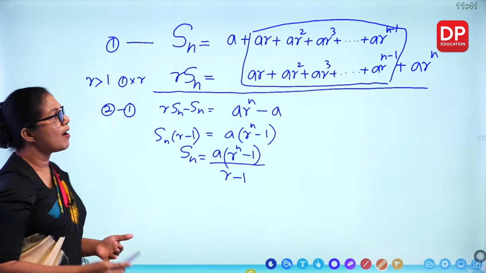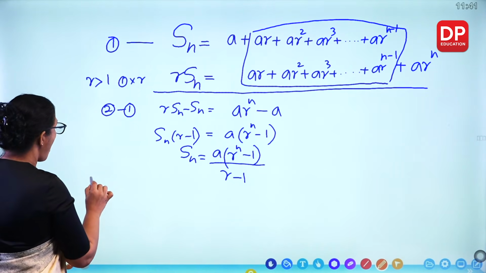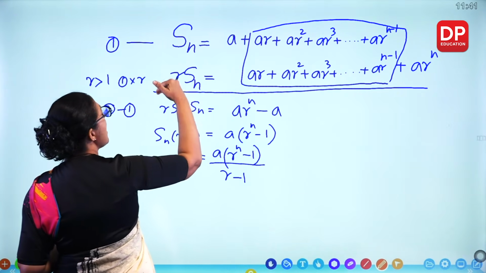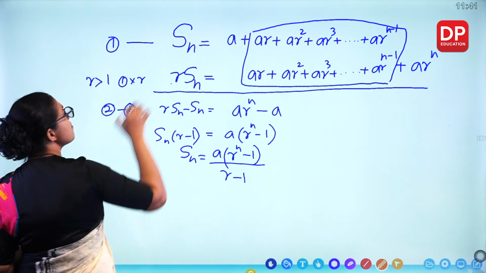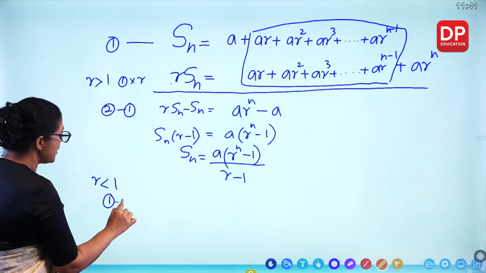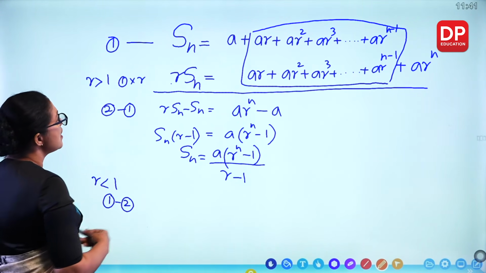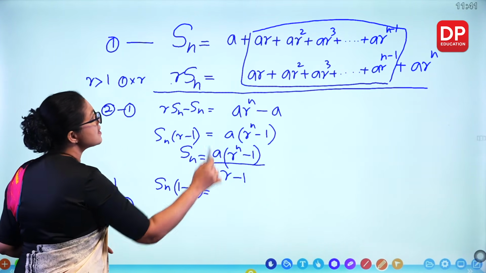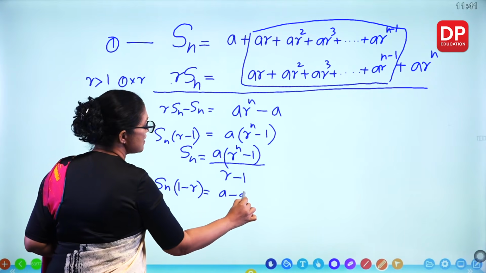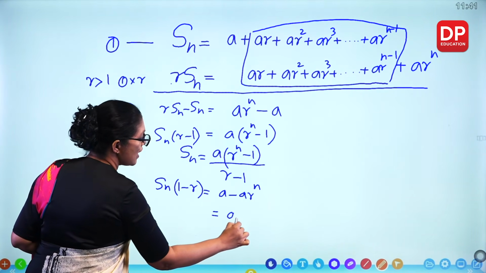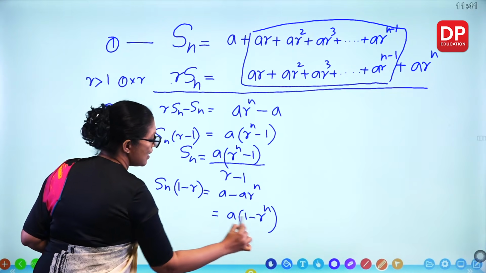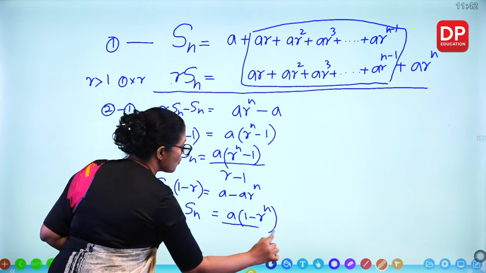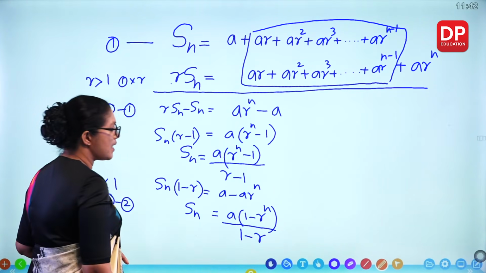Now I want to do the same thing for R less than 1. If R is less than 1, which way do I need to subtract? 1 minus 2, because this is smaller. When I do 1 minus 2, I get Sn times 1 minus R equals A minus AR to the power n. When you take A out, I get A times 1 minus R to the power n is Sn, and also we need to divide this by 1 minus R.